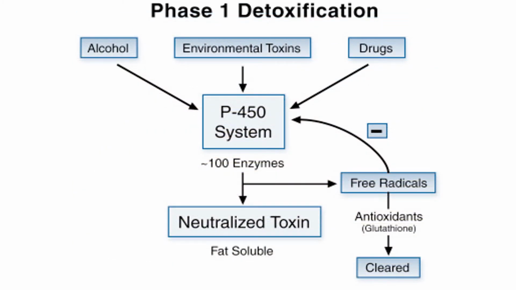So let's take a look at phase 1 detoxification. Examples of things that are involved would be alcohol that you drink, environmental toxins you're exposed to, and drugs you may need to take. These all go into your P450 system to break down the toxic components. And the best result is, of course, that you're going to have a neutralized toxin. But always, as a side effect, there are going to be free radicals produced. That's just it, always. And your body is prepared for that.